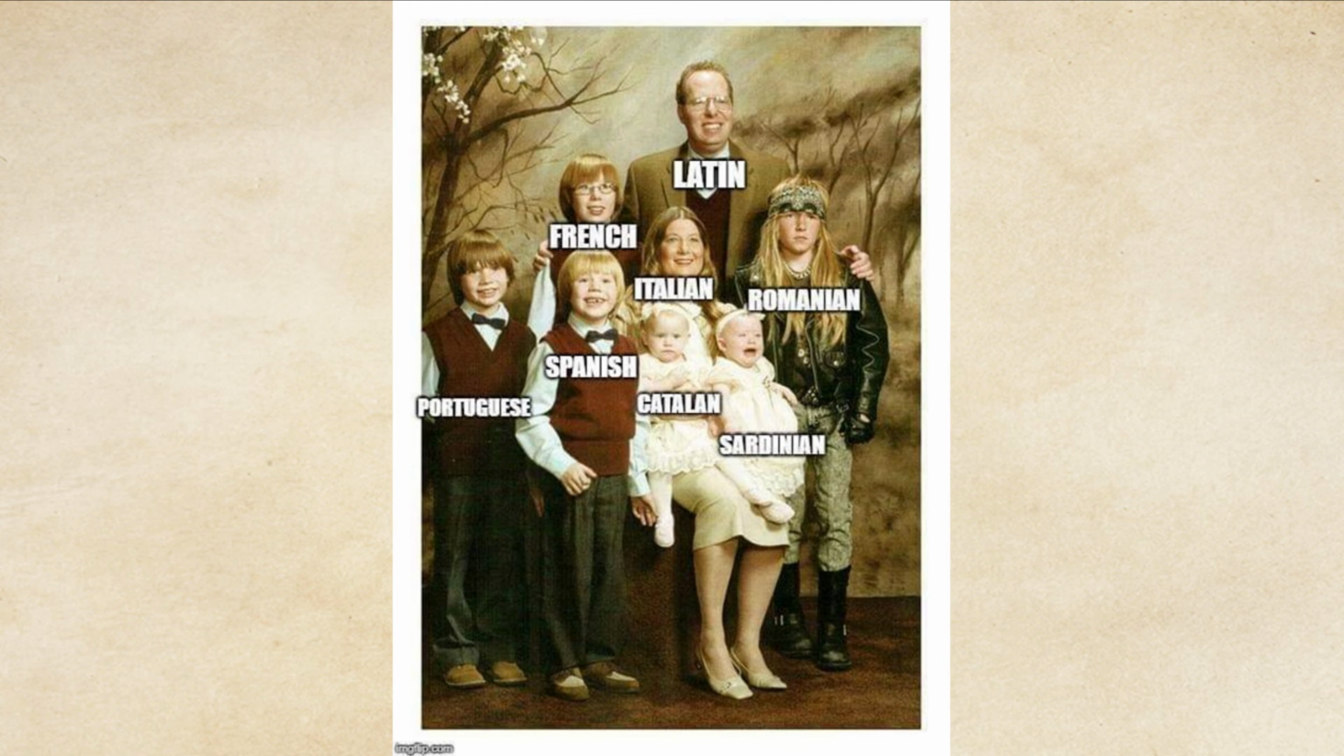Italian is actually different from the others. Italian is basically a modernized Latin, in my opinion. Okay, but these are the kids, the children that came from Latin: French, Spanish, Portuguese, Romanian, and then some smaller languages, Catalan and Sardinian. All right, that's just funny, and that's how it works.